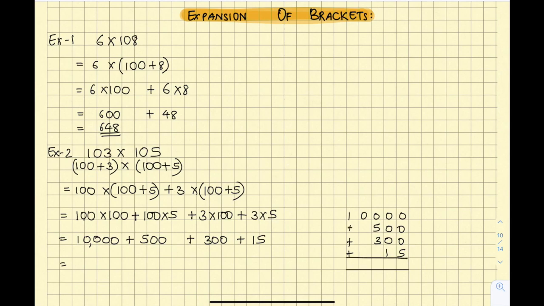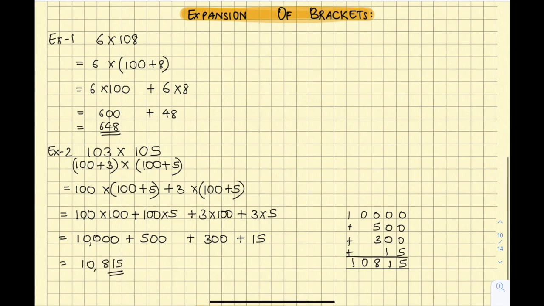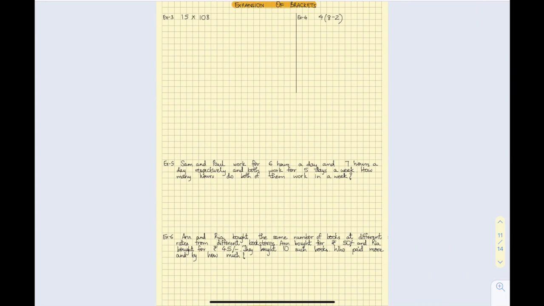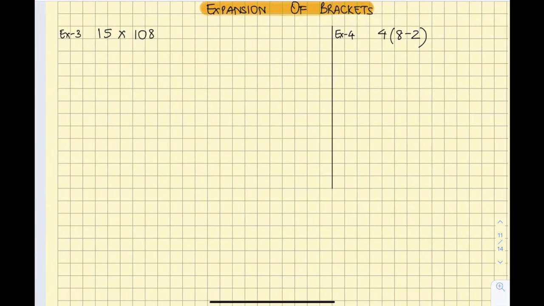Simple addition. 5, this is 1, 5 plus 3, 8, this is 0 and this is 1. So this gives 10,850. Now we move on to the next examples.